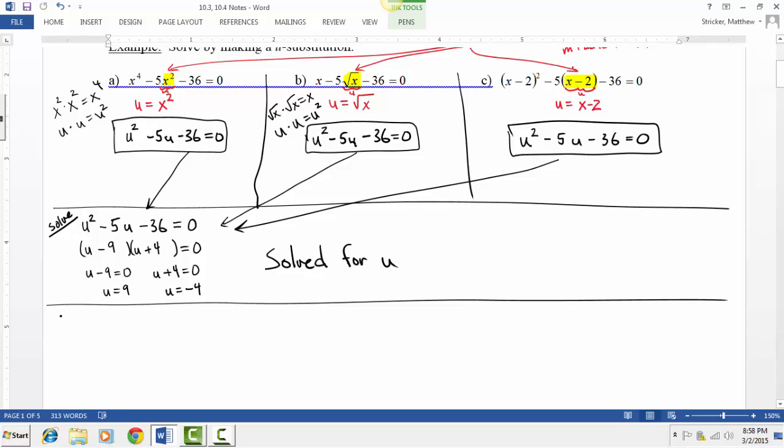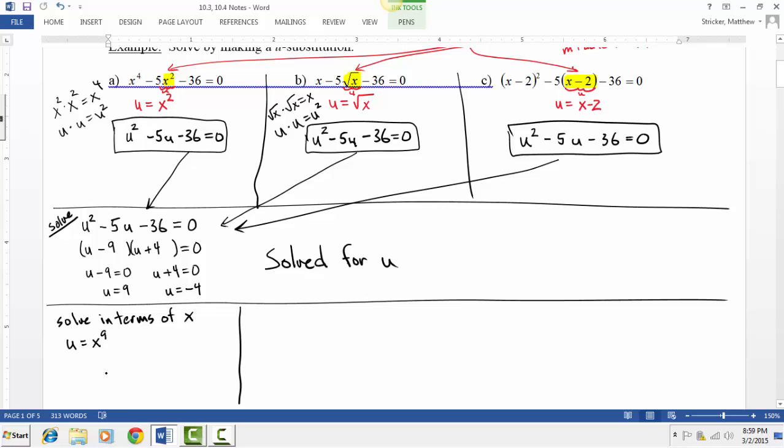We need to now solve in terms of x, which we're going to see here is not that difficult to do. So the way we put it back in terms of x is we use the u substitution that we made at the very start of the problem. So in the first problem, we let u equal x squared.